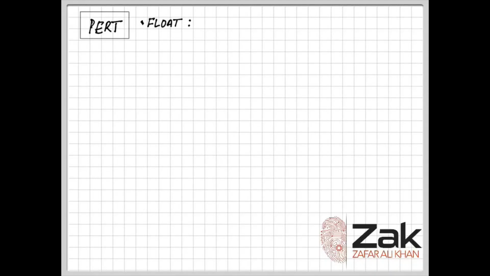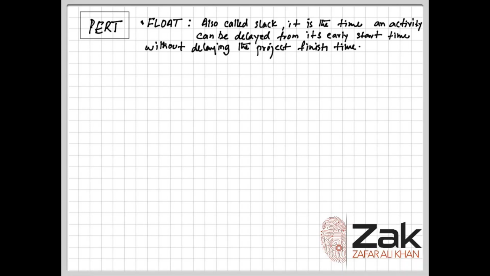Okay, for the second lecture regarding PERT, let's first discuss float and dummy activities. These would have a link with the past papers that we are going to solve further. So let's start with float, also called slack. It is the time an activity can be delayed from its early start time without delaying the project finish time.